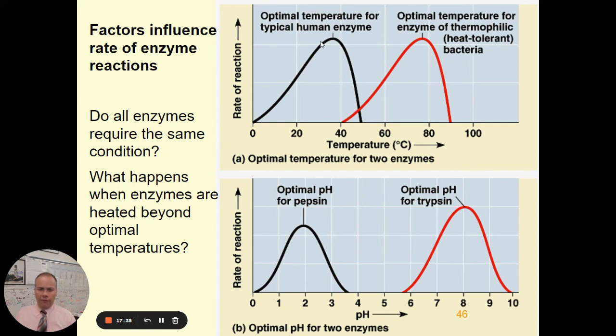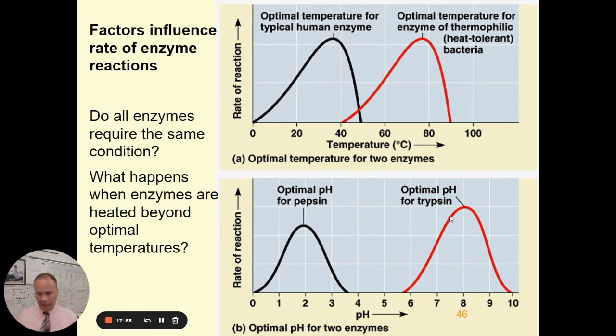And so if we change the temperature much higher for this human enzyme, we see the enzyme rate of reaction drops off very quickly. And that's why if a person has a very high fever, it can be dangerous, because as temperature increases, these enzymes no longer work as well.